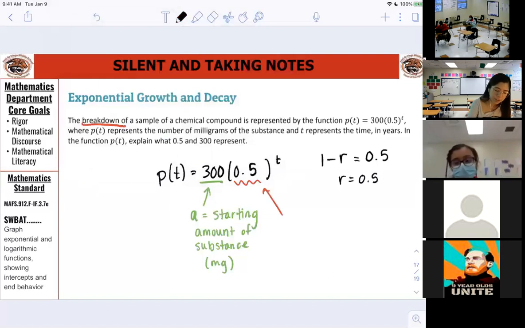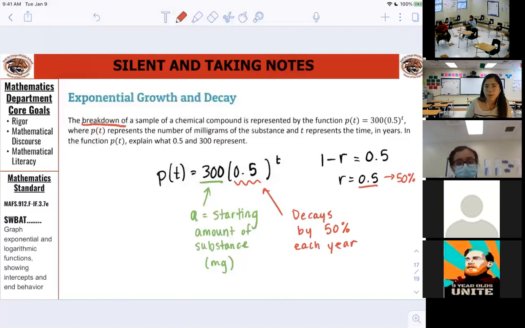So by how much is this decreasing? 0.5. 50%. Yeah, that's a lot, because 0.5 is 50%. So it decreases by 50% every what? Year. Good. Not too bad, right? Any questions on this one? No.